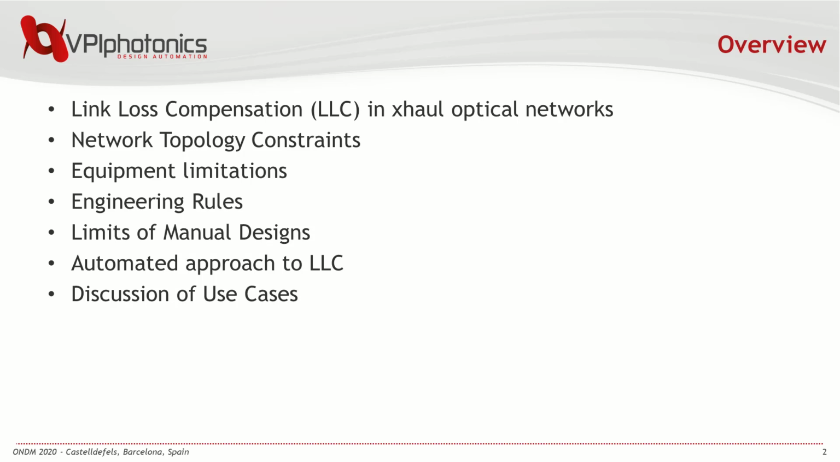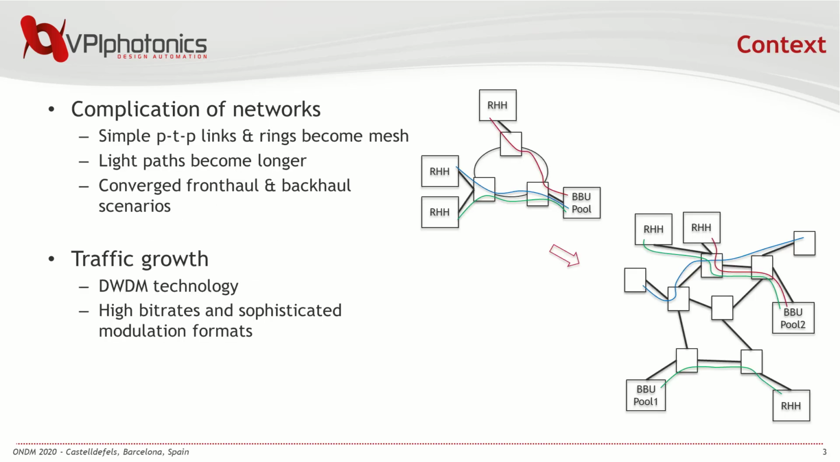Available equipment and its parameters are also important, and of course engineering rules used during the design process. Eventually, we will go from the manual design through the automated one to application examples. Front-haul networks evolve constantly and become more sophisticated, and nowadays a separation of front-haul and back-haul networks disappears.